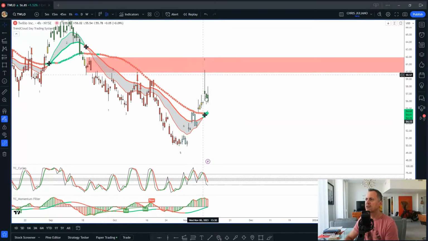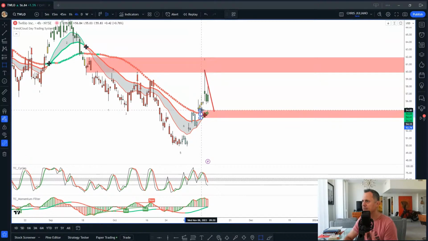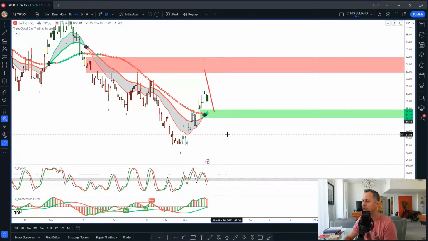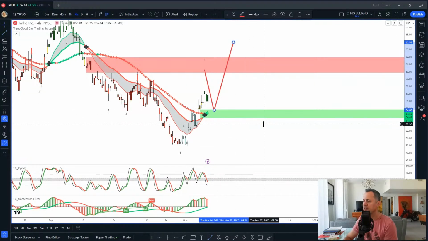So we're probably going to get a little bouncing around here on Twilio, and it hit that gap fill, but we're still to the upside. Momentum is down, and we're cycling down because we're still figuring out what to do here. So here's the support level right in here, because we're taking trend cloud and that 50, right? So we're looking at this as support to do that, right?